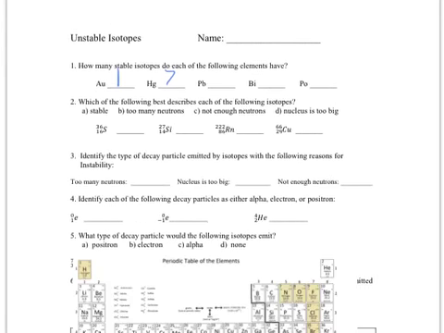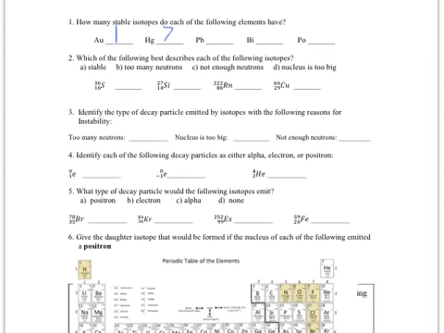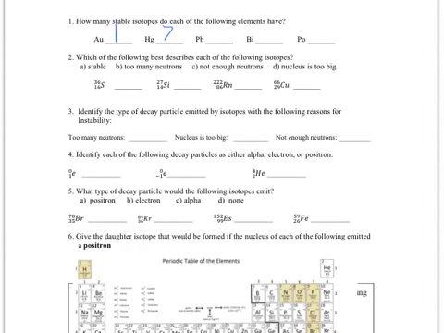All right, let's try number 2. Which of the following best describes the following isotopes? Stable, too many neutrons, not enough. Let's start off with this rascal right here, sulfur 36. Please notice in isotope notation, the number on the bottom is the atomic number, and the number on top is the atomic mass of that particular isotope.